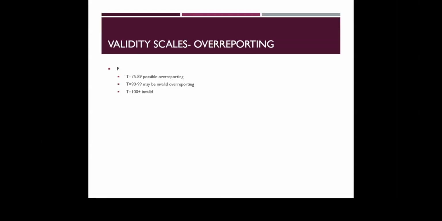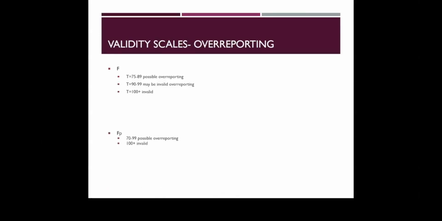You want to consider other extra test data there, and you want to consider the other validity scales. So again, we don't want to think about these each in isolation. It also can help to look at it. So like if F is high and you wonder, is this reflecting significant psychological difficulties? Then you can look at other scores.